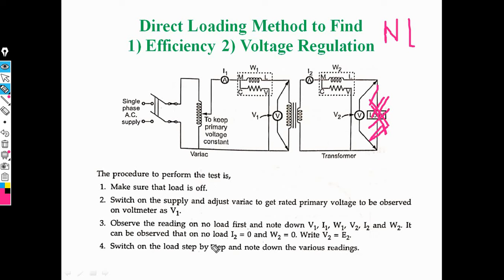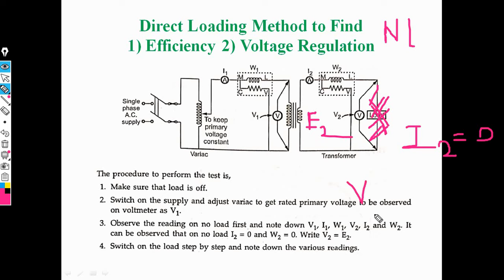At that instant, current I2 is 0 from the secondary side because this side is totally open circuit. Then the secondary side of the transformer is open circuit, so current I2 will become 0. That is, I2 is equal to 0. Then voltage V2 will depend on the induced EMF E2.